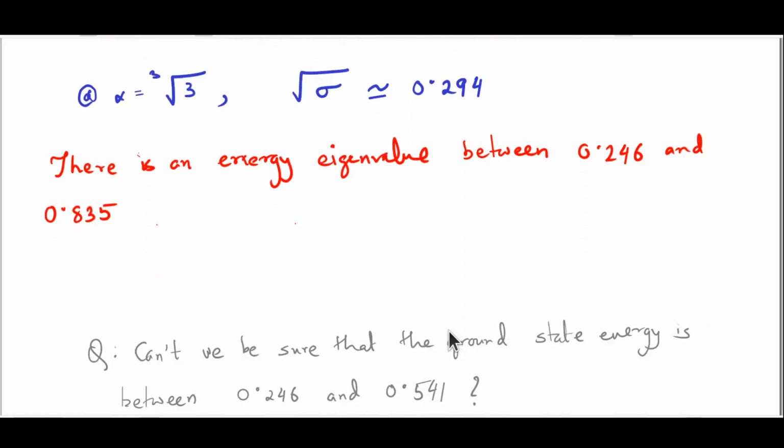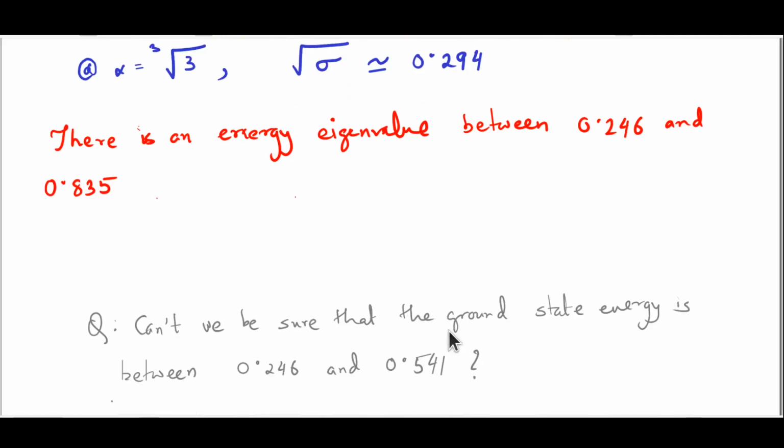Can we use this to say that the ground state energy is between 0.246 and 0.541, which is the upper bound we had found for the ground state energy a while ago? Strictly speaking, we can't. We should be reasonably confident that this is true. But strictly speaking, it's possible that the ground state energy is somewhere even below 0.246. But what this is telling you is that there is guaranteed to be at least one energy eigenvalue, maybe the first excited state, between 0.246 and 0.835.